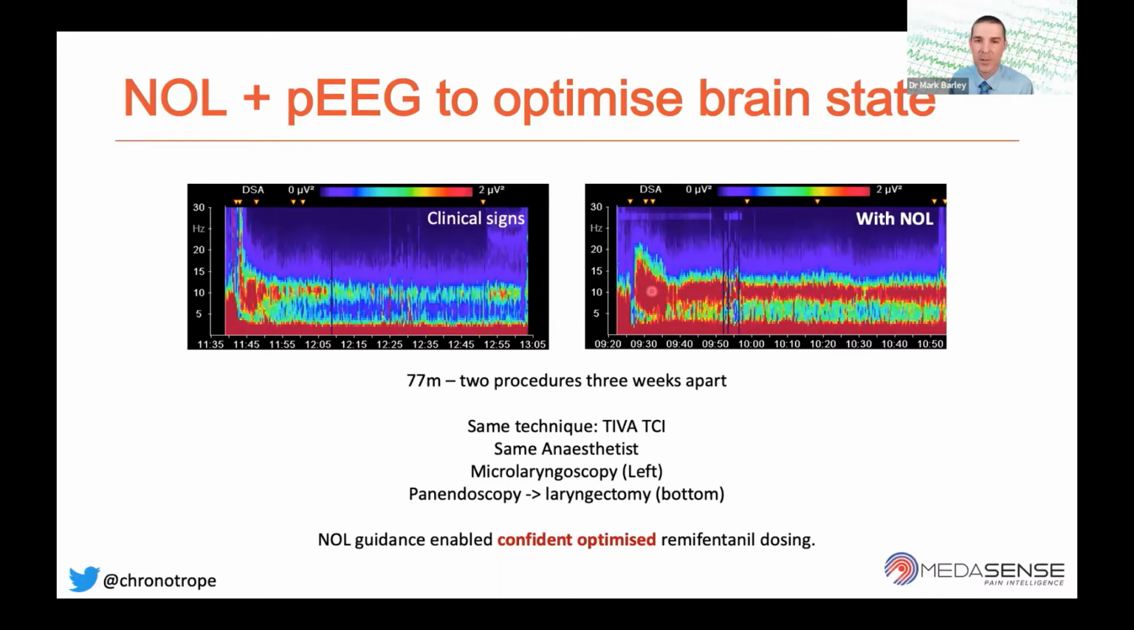Both times the patient's having broadly similar surgery. On the left here, a microlaryngoscopy, on the right, a panendoscopy, which proceeded into a laryngectomy and some 7 or 8 hours of surgery. The NOL enabled me to confidently optimize my remifentanil doses and preserve my alpha power. And at some points during this part of the operation, I was able to get really very low on my remifentanil concentration, down to 1 or 2 nanograms per mil effect site using Minto, where I would be normally, typically without that guidance, running at 4, 5 plus.